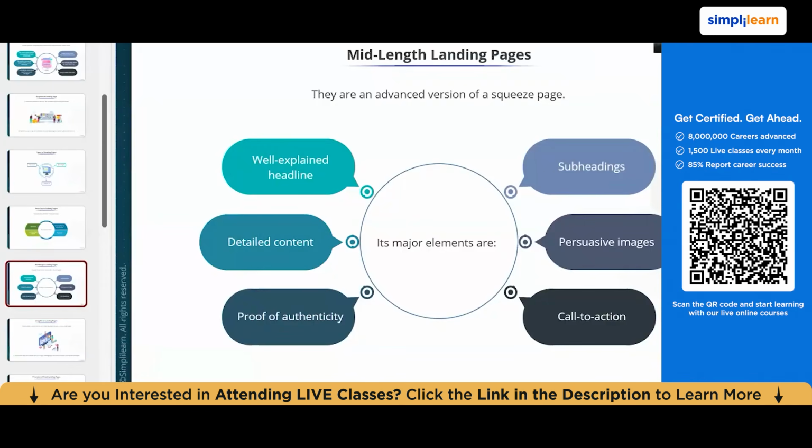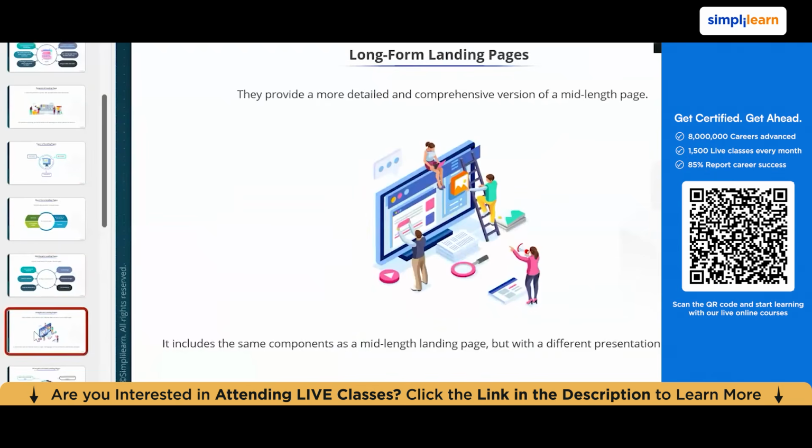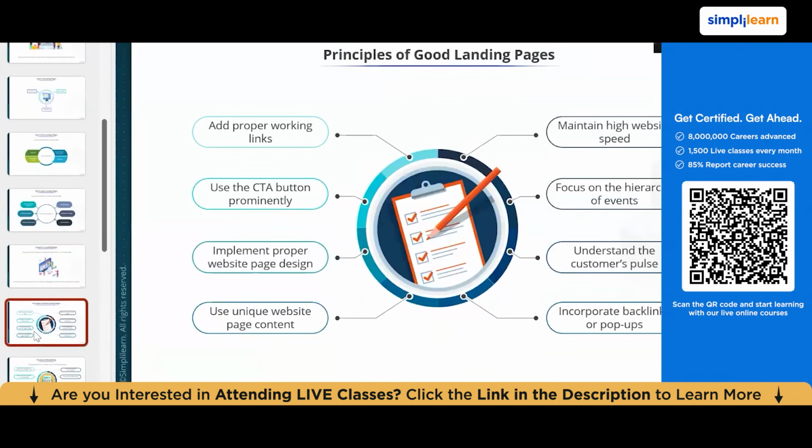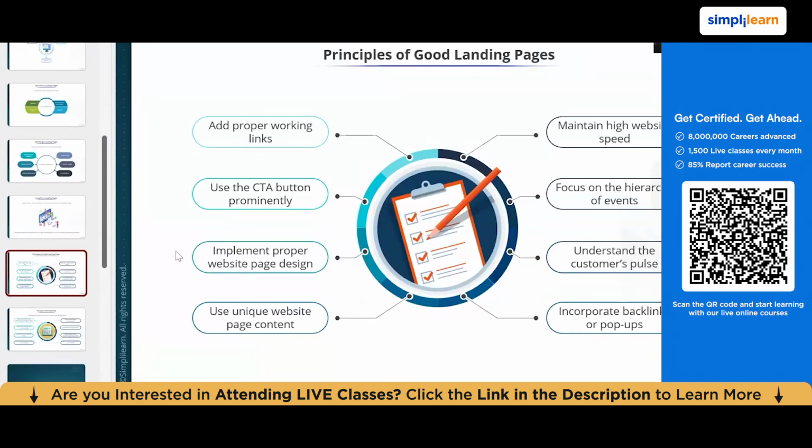So you have to guide them: okay, this should be here, this color might go well, this font size might go well. Now, I think I have mentioned all these pointers, but we'll reiterate them one last time. Proper working links are very important. CTA, again, same thing. Proper website page design, unique content.